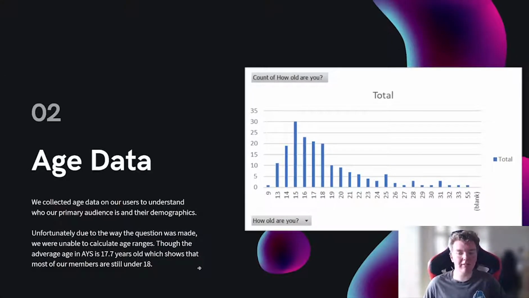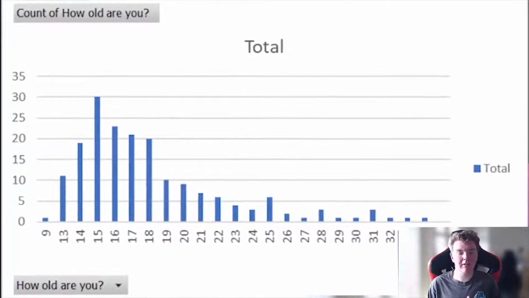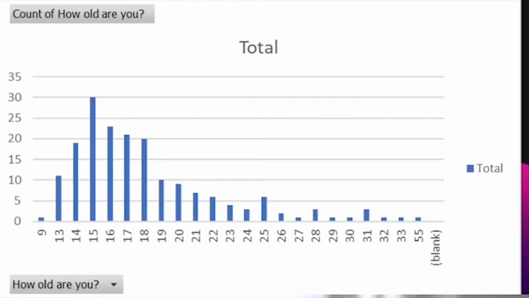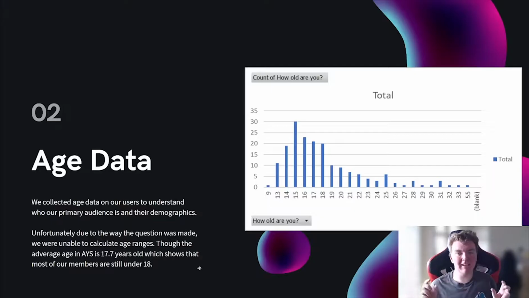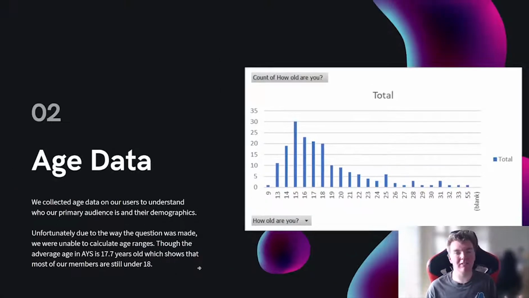So how old are the people who use iOS? On our x-axis we have the age, and on our y-axis we have the amount of people who said that they were that old. We can see there's a big trend between 14 to 18. That's really our main group of people who are on iOS, and the average age was 17.7 years old. So a lot of teenagers here, a great bunch of people overall though.